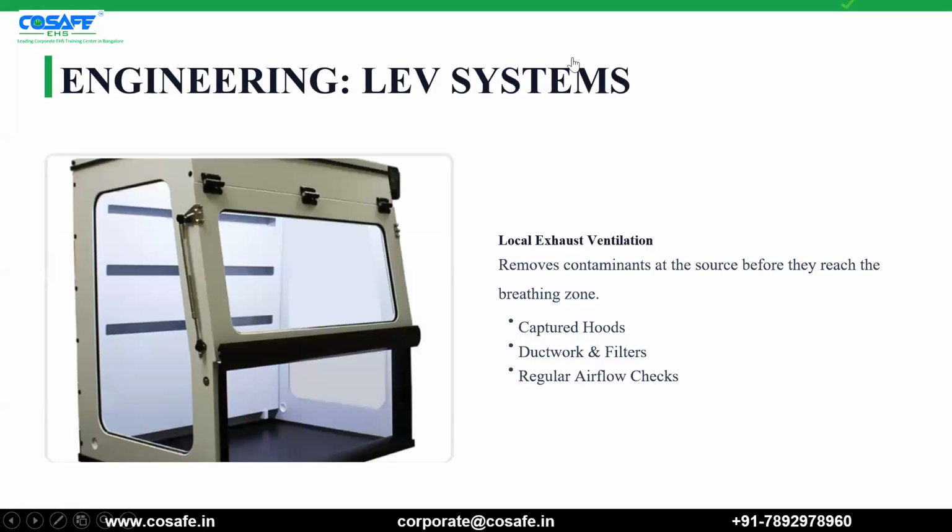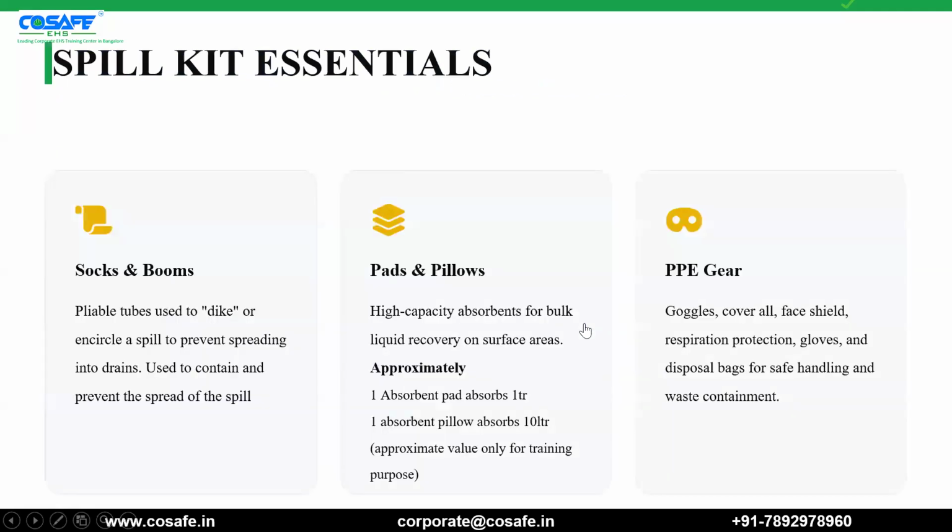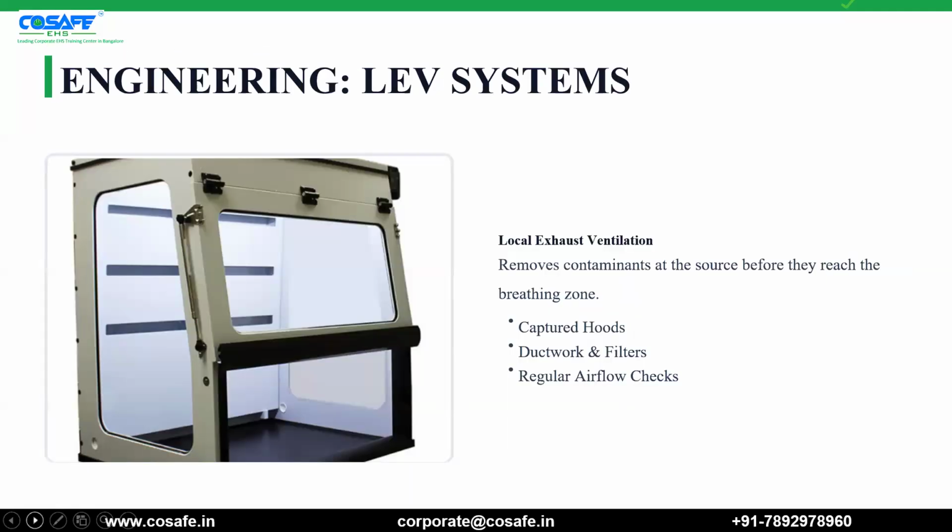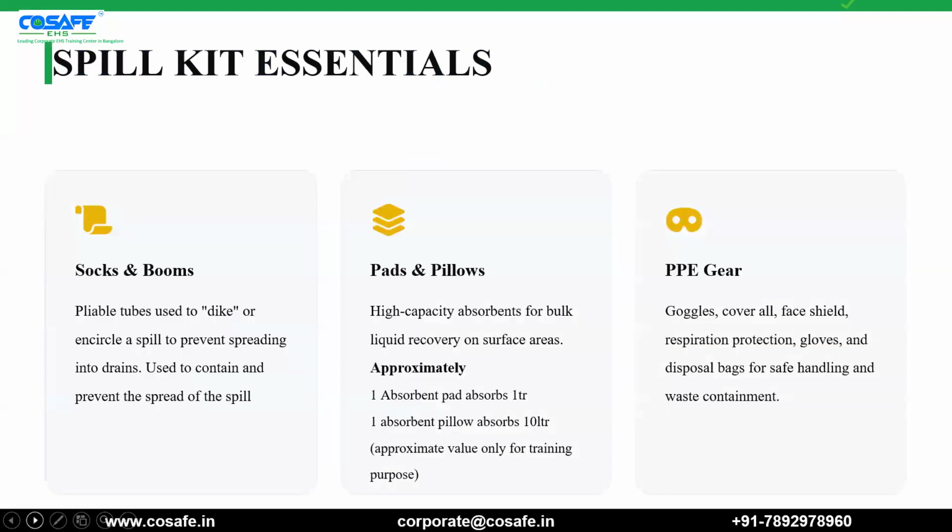After this, the engineering control, which is the LEV system, local exhaust ventilation, removes contaminants at the source before they reach the breathing zone. Capture hoods, duct work and filters, and regular airflow checks. These are all the things involved in maintaining controls. Then there are spill kit essentials.